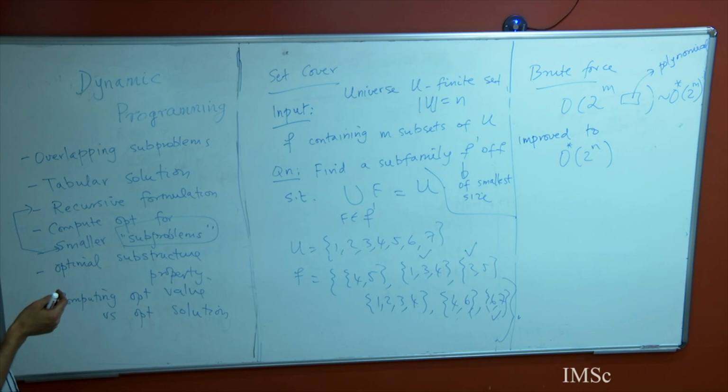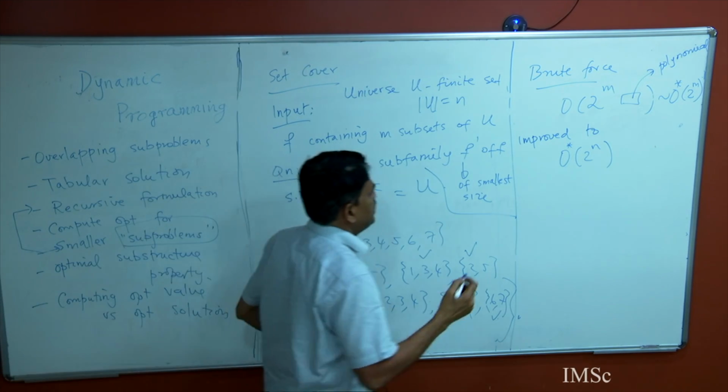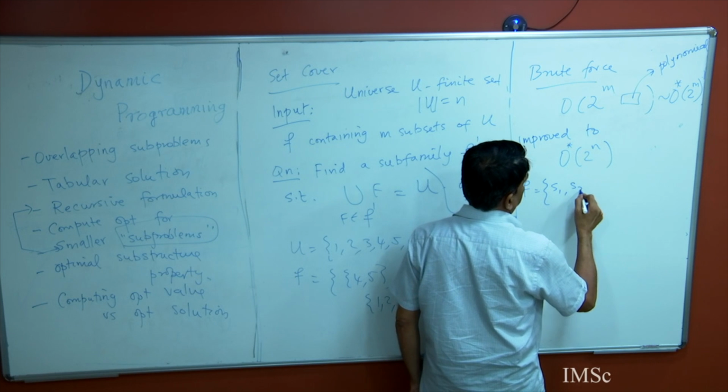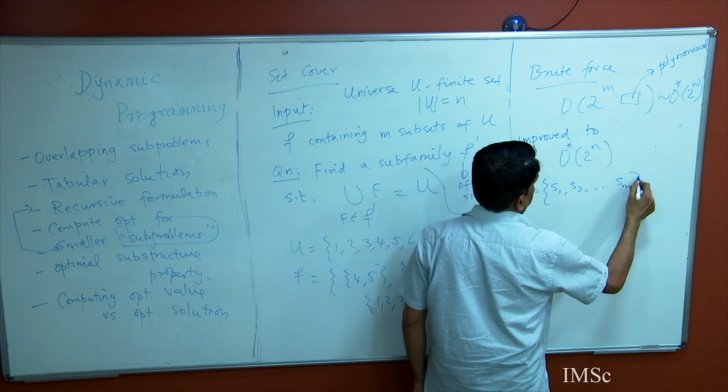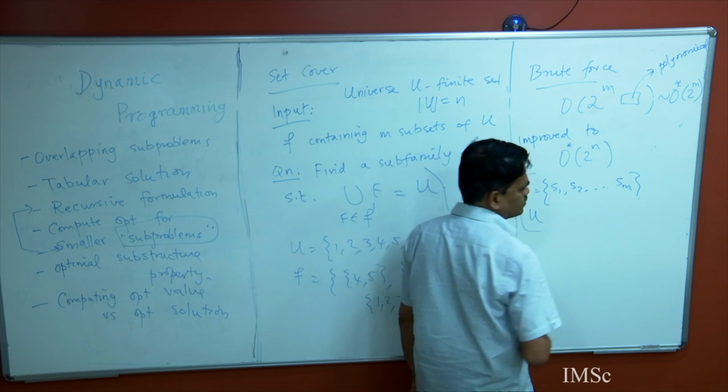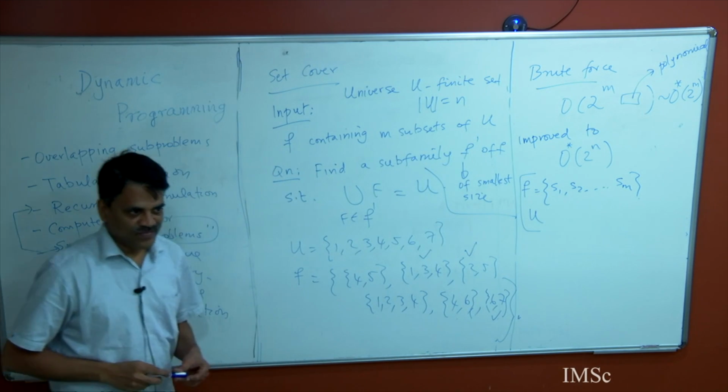If I want to use dynamic programming, I need to think about what the subproblems are that I have to compute and how to write a recursive formulation for this. So let us say my family F has sets S1, S2 up to Sm, and I have a universe U.